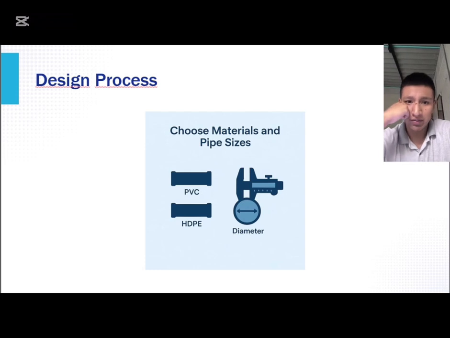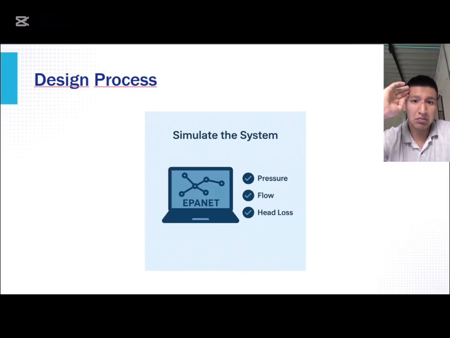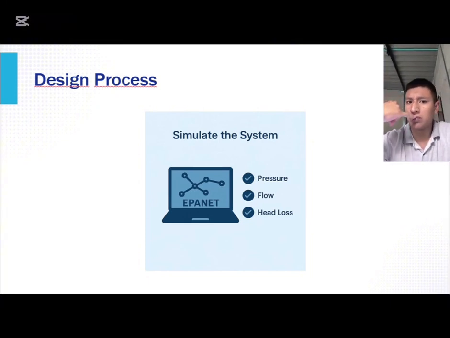The fourth step is to simulate the system using software. There is a lot of software, for example EPANET or WaterCAD, which is widely used by civil engineers. We calculate how much water moves through the network. We check the pressure, flow, and head loss.